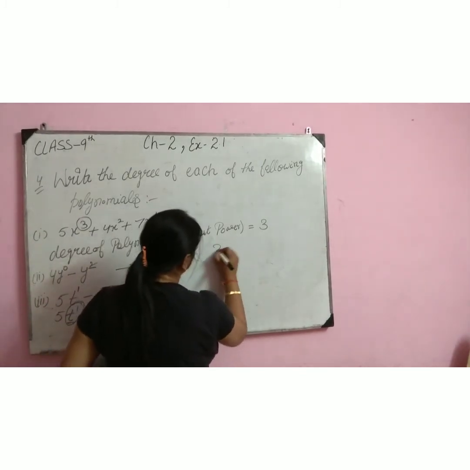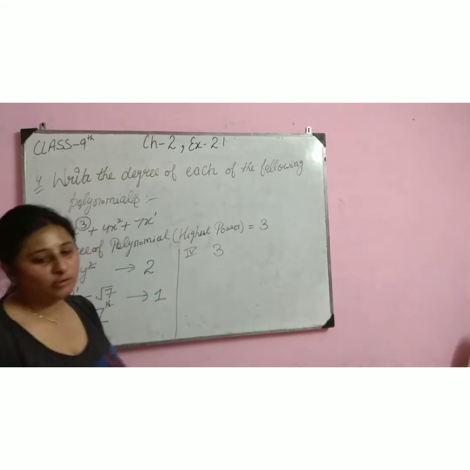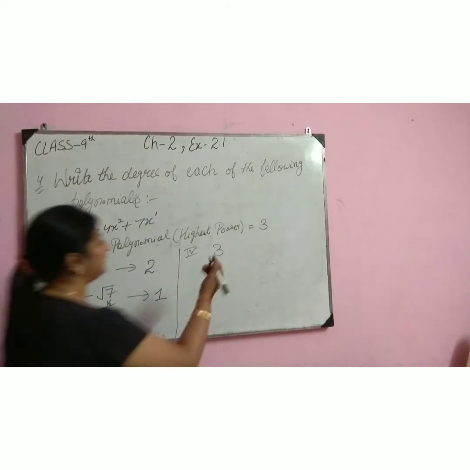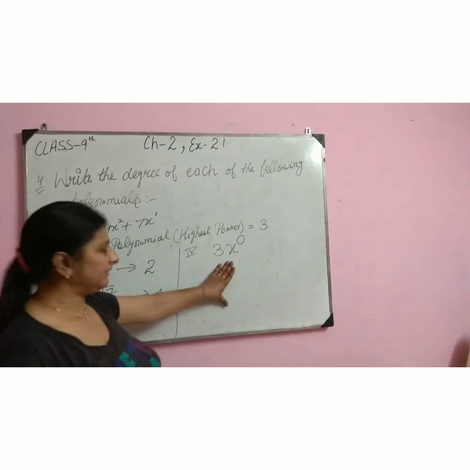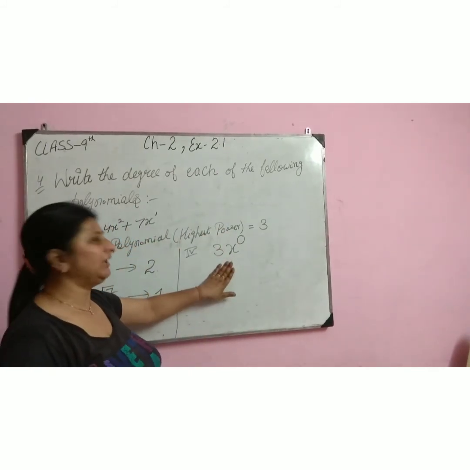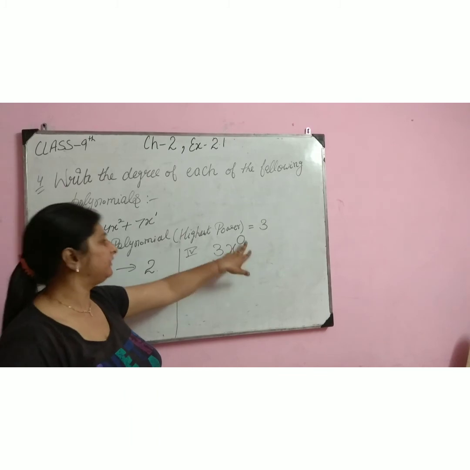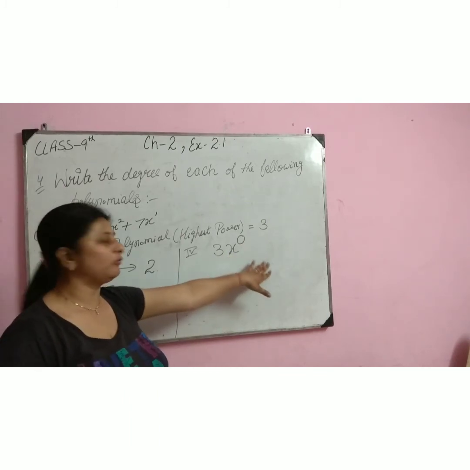4, 3. Here there is no variable. Then you can write x raised to power 0. In the basic video I told you, any variable with power 0 is equal to 1.